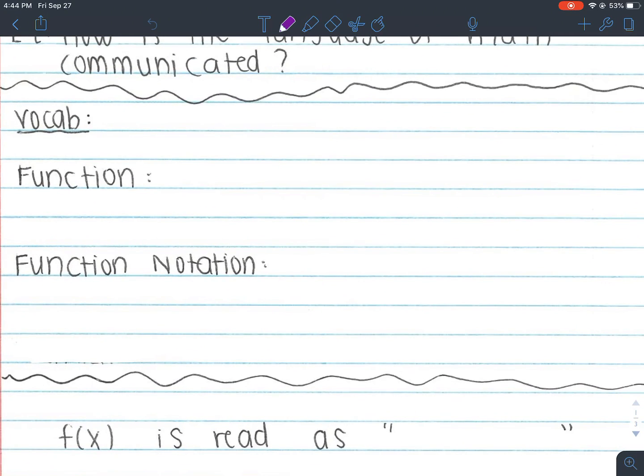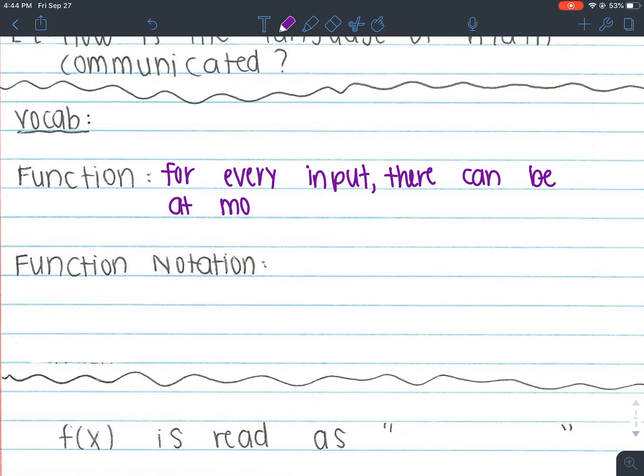So let's review the definition. For every input, anything I put into my function, there can be at most one output. So if I put something into a function, the most I should get out is 1. Sometimes I get out nothing, but the most I get out is 1.